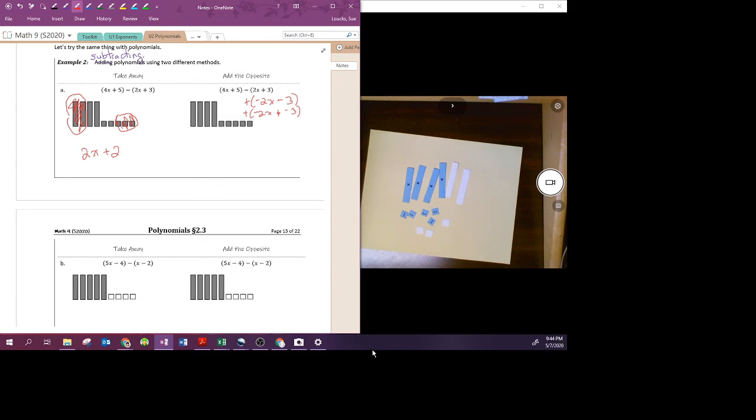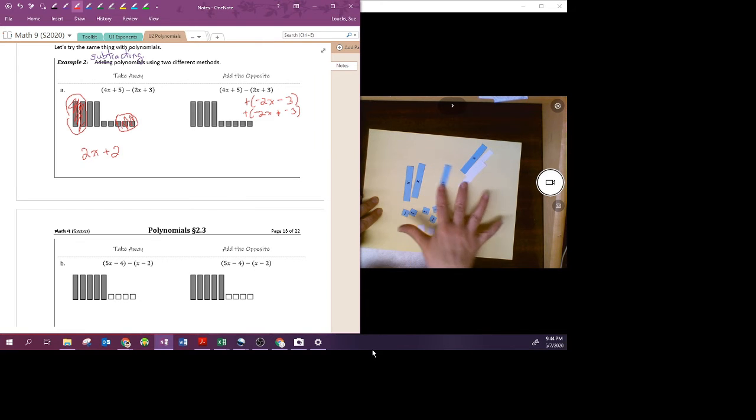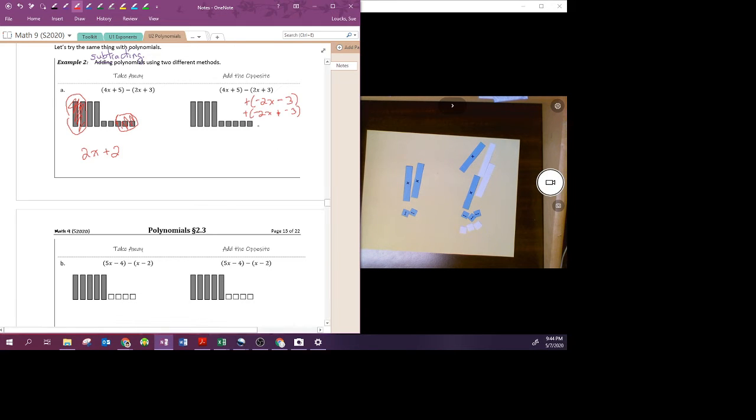Okay, and now I've got some zero pairs that I can get rid of. There's 1 zero pair, there's 2 zero pairs, 1, 2, 3 zero pairs worth of ones. And I'm left with 2x plus 2 again. So this equals 2x plus 2.